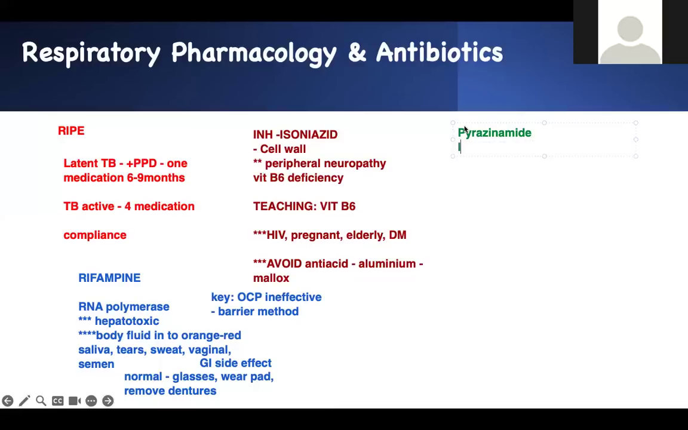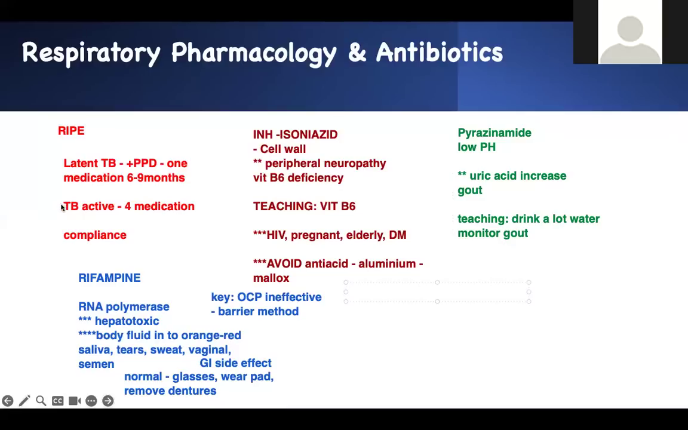What does it do? It lowers the pH of the surrounding and then it kills the bacteria. What is the side effect? Increased uric acid. In effect, it causes gout. Therefore, you know what to teach the patient, right? What you're teaching: drink a lot of water so that you don't form gout, you don't get kidney stones due to gout, and monitor them for gout, right? That's all.